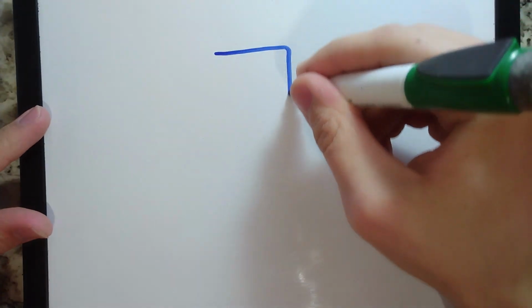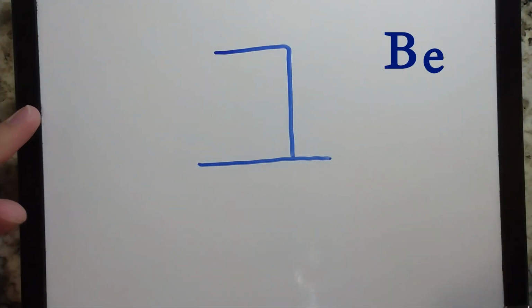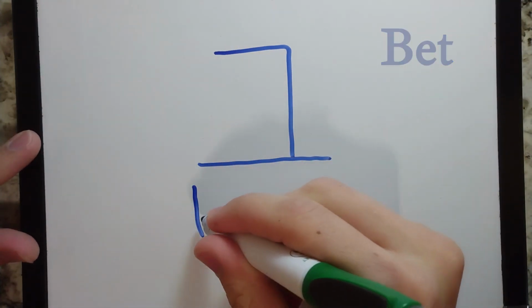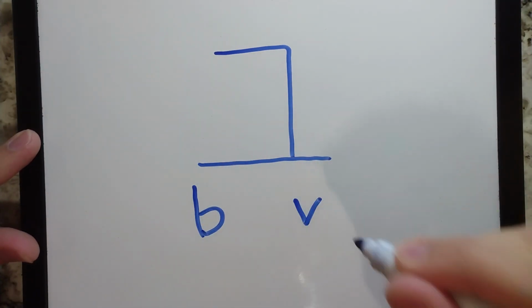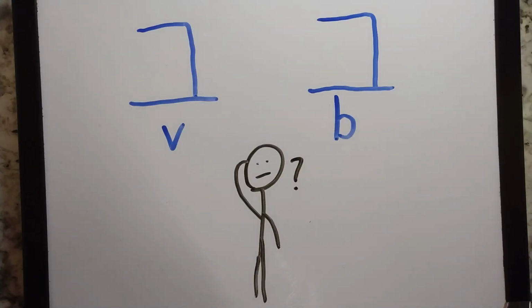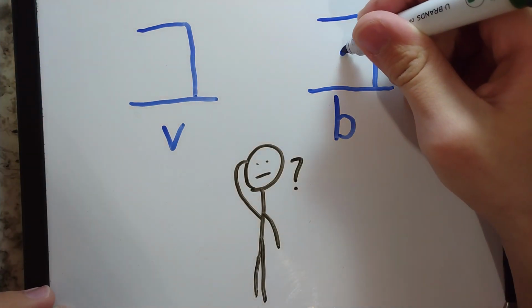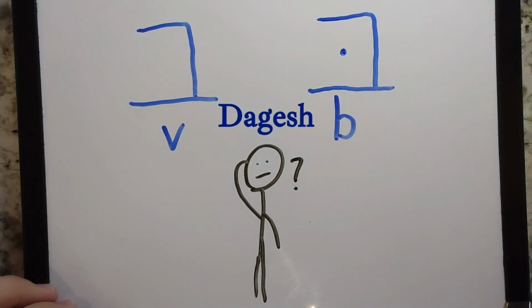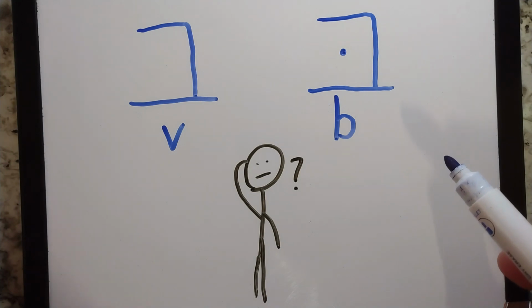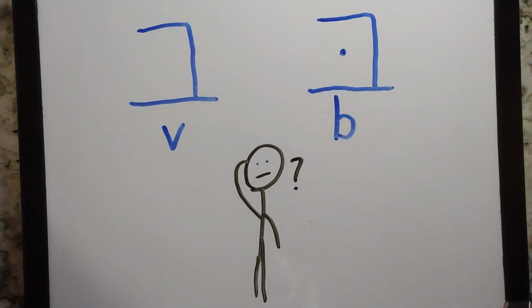And now let's learn the second letter of the Aleph-bet, which is Bet. Bet makes 2 sounds, b and v. So how can we know what sound to make when we see a Bet? We use this dot in the middle of the letter, called a Dagesh. If there is a Dagesh, Bet says b, and if there is no Dagesh, it says v.